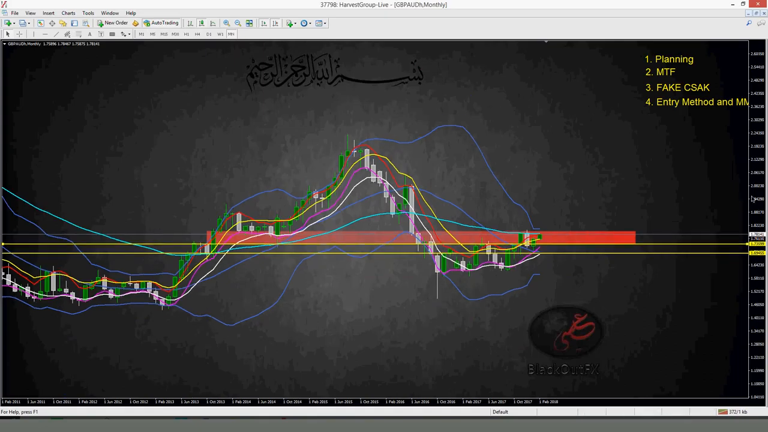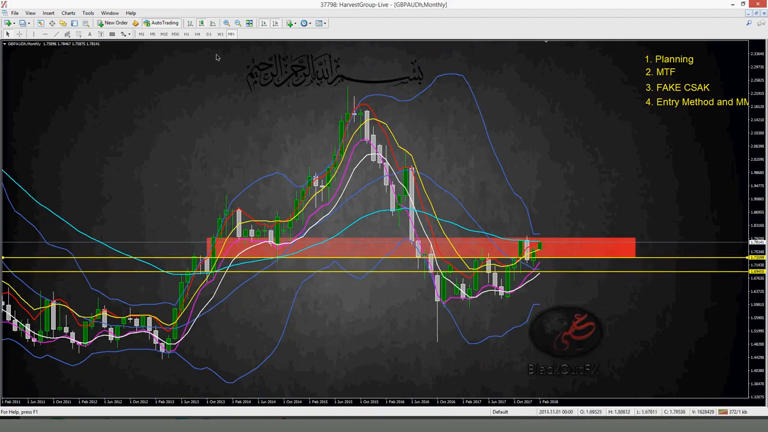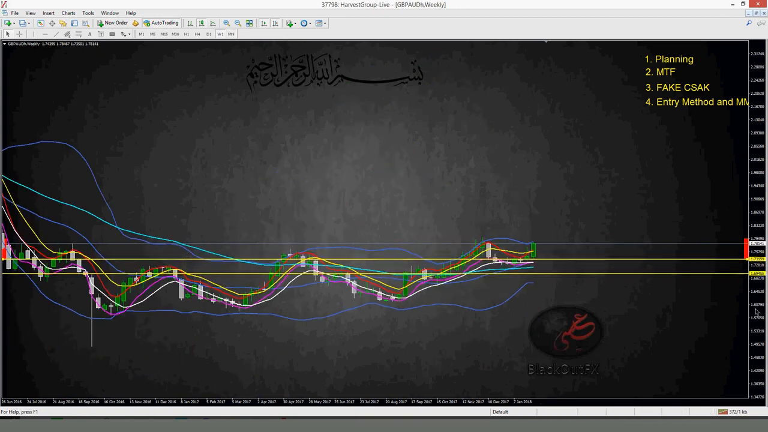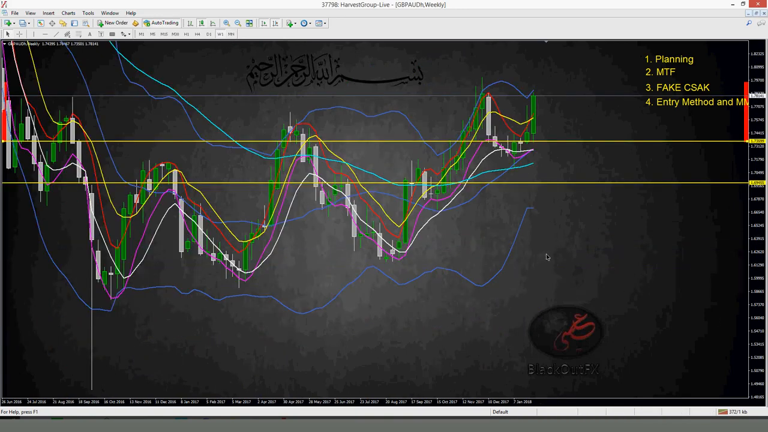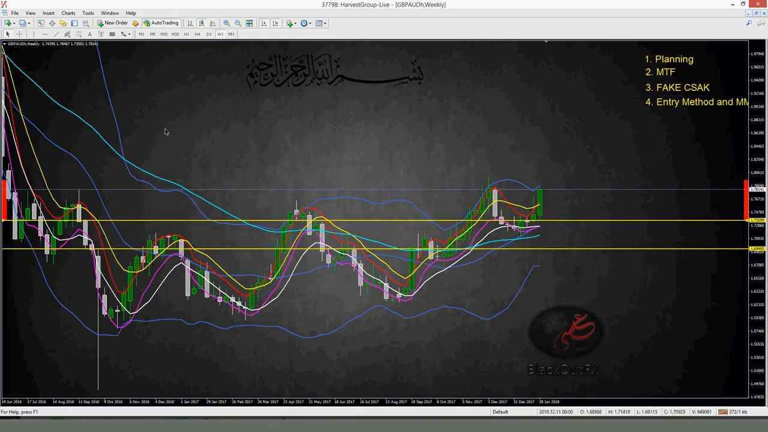All right. So now we do need to narrow down our options. So we know that monthly is looking for a selling setup over here. Then let's go to the weekly. So let me just hide those things.